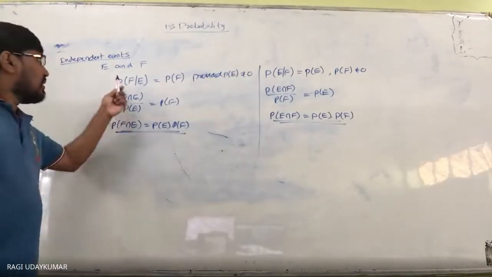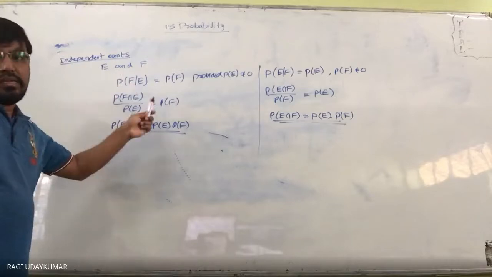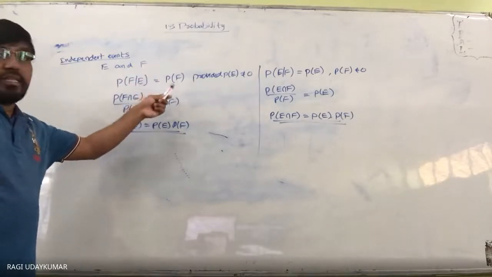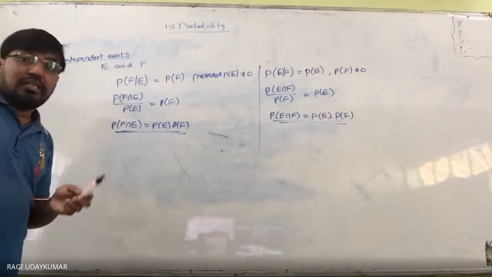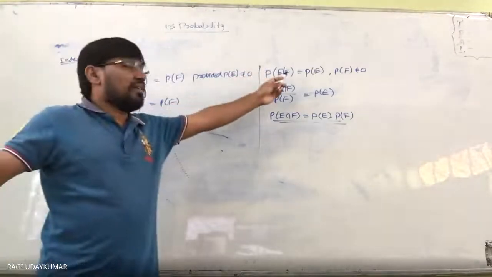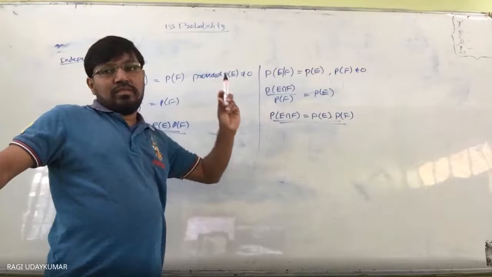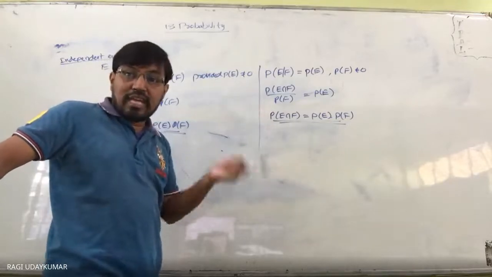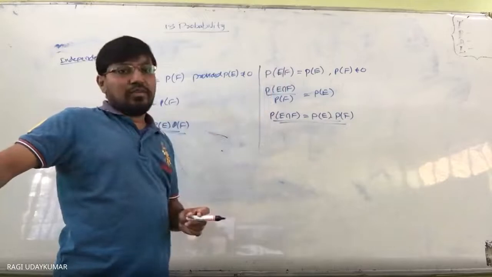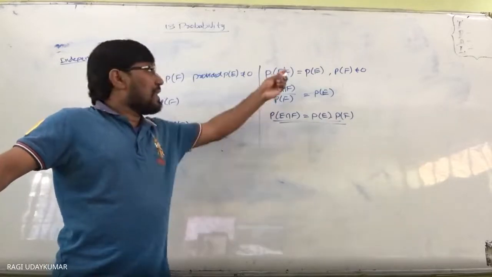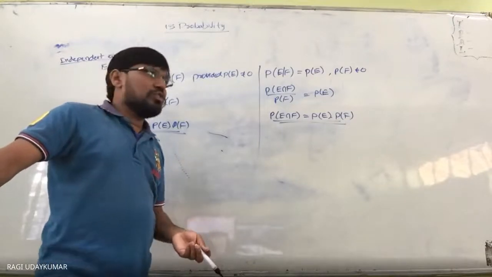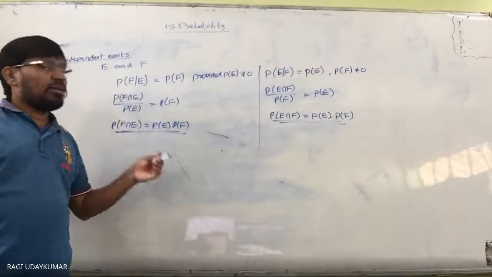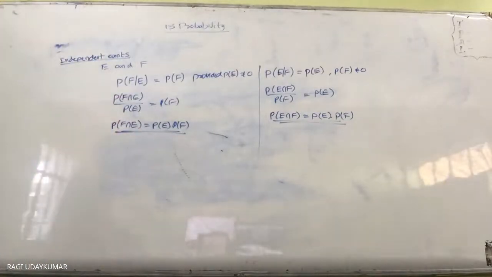The normal definition is this one: the probability of F given E is equal to the probability of F. That means the occurring of event E is not affecting the occurring of event F. Likewise, the probability of E given F is equal to the probability of E, which means F's occurrence does not affect E, because both probabilities are equal here. In that situation, if both conditions are satisfied, then the two events are said to be independent events.